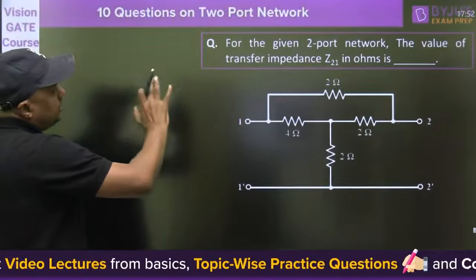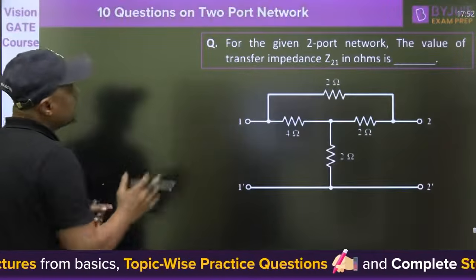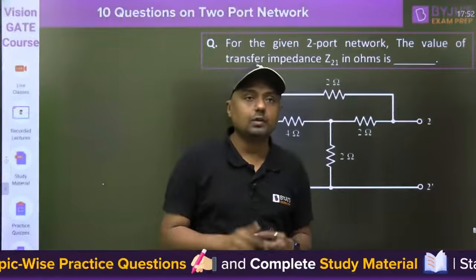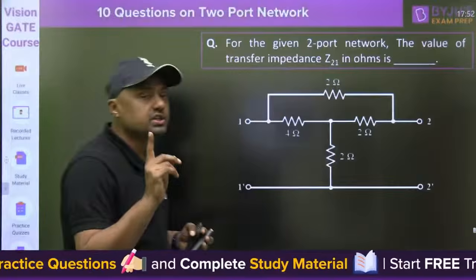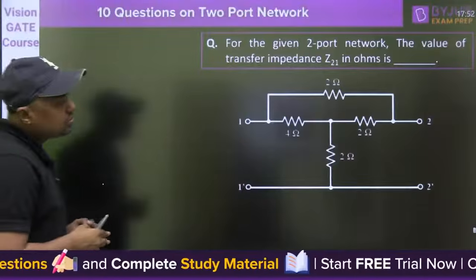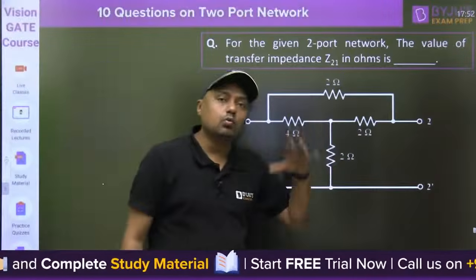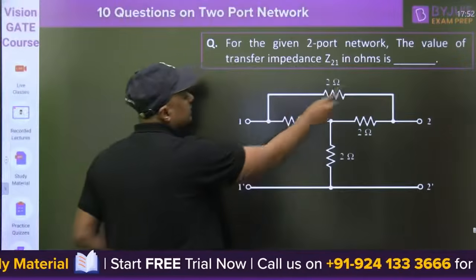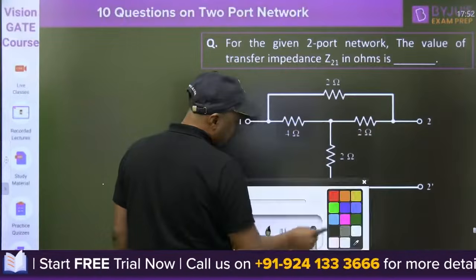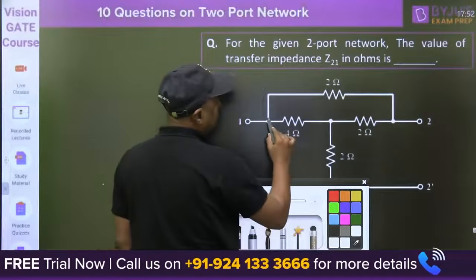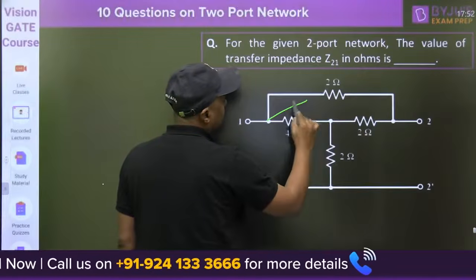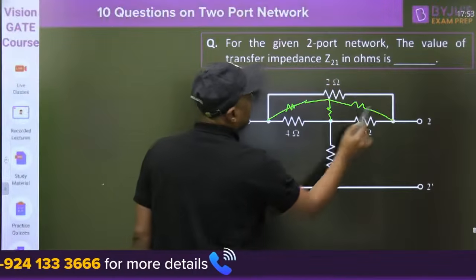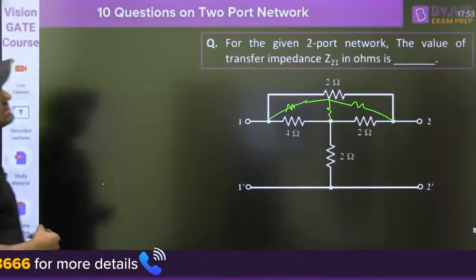Now for the given two port network, the value of the transfer impedance Z21, that is the last question. Now tell me, what is the Z21? Only Z21 is asked. Some students will convert delta into star. Where is the delta? This is the delta. So they will convert into star and then they can find it. You can convert it like this. But what is the Z21?